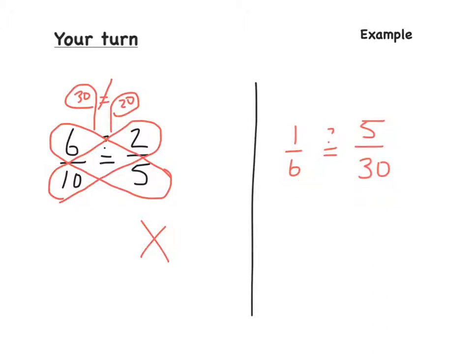We could do the butterfly method, but I want to do the multiplication and the division method on this one for you. So, 1 times what gets you 5? 1 times 5 will get you 5. Now in the denominator, is 6 times 5 equal to 30? Yes, it does. So in this case, these two ratios are proportionate.